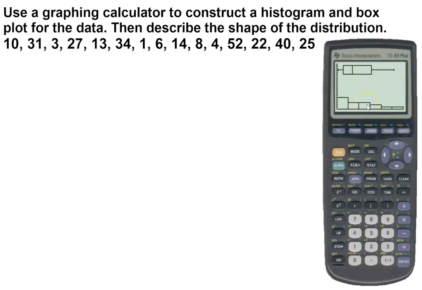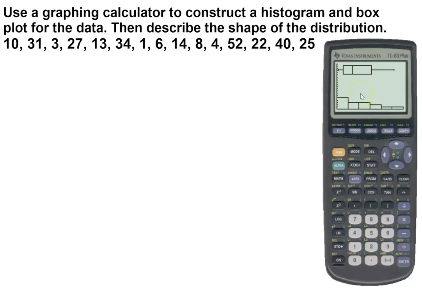So if I made the number bigger than 10, then I probably would have fewer bars than what I have here. And if I made the number smaller, I would have more bins. But this one looks fine to me right here. And now we can describe the shape of the distribution.